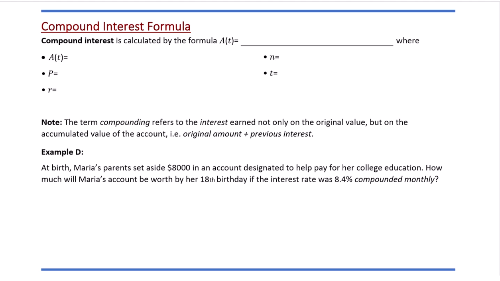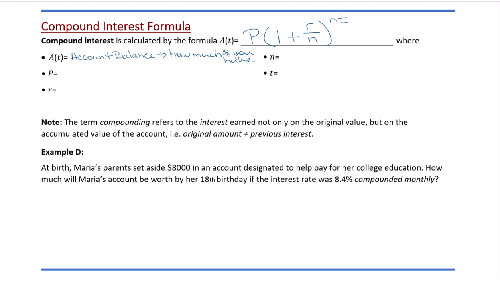So next up is the compound interest formula. Compound interest is calculated by the formula A of t equals capital P times (1 plus little r divided by little n), close your parentheses, all to the power of n times t. In this formula, A of t is the account balance, or in other words, how much money you have by the end of this time period.